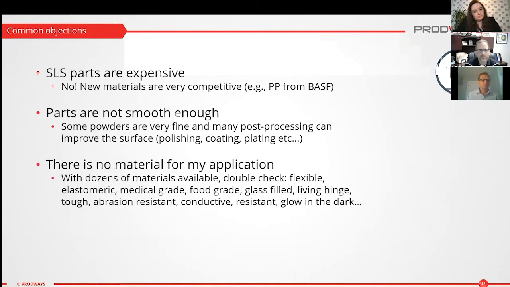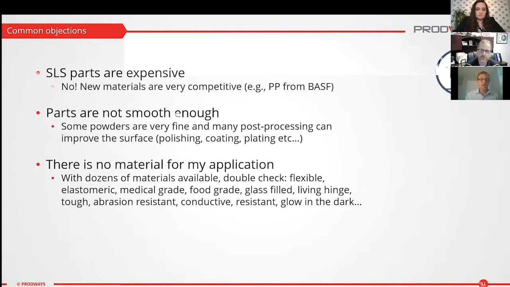Third one is the material offer. Originally, SLS is linked to PA12. So we had years and years of doing PA12 and actually doing probably only PA12 white only. And this has changed a lot.